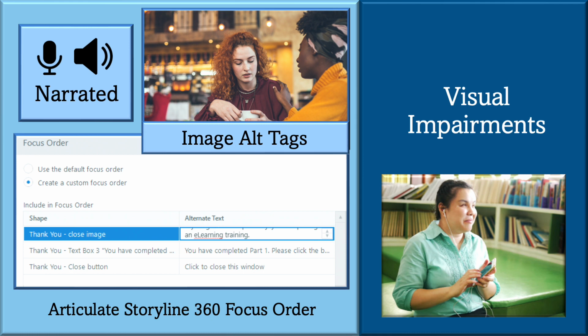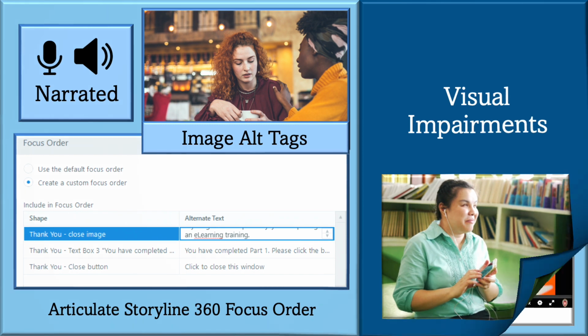For visually impaired users, including those who are blind and have low vision, the program is narrated, and content is also formatted so that a screen reader can be used to aid in a good experience. For instance, all images have alt tag descriptions, and all textual content is formatted with appropriate heading structures to aid in navigation. Articulate Storyline 360 also has a feature called Focus Order, where designers can arrange all items on a slide in the order they appear, as well as provide descriptions.